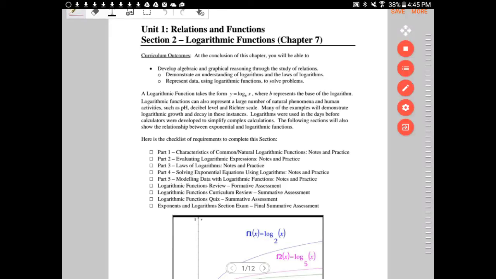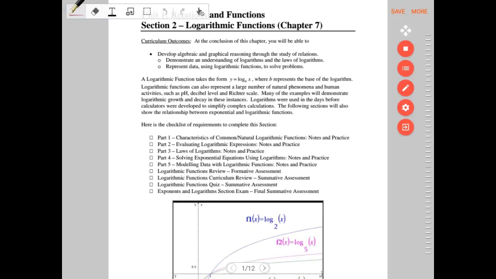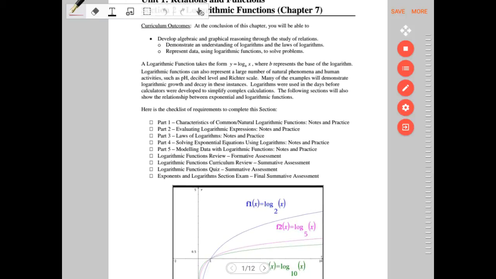This is Unit 1, Relations and Functions, Section 2, Logarithmic Functions, which you'll find in Chapter 7 of your textbook. At the conclusion of this chapter, you will be able to develop algebraic and graphical reasoning through the study of relations, demonstrate an understanding of logarithms and the laws of logarithms, and represent data using logarithmic functions to solve problems.